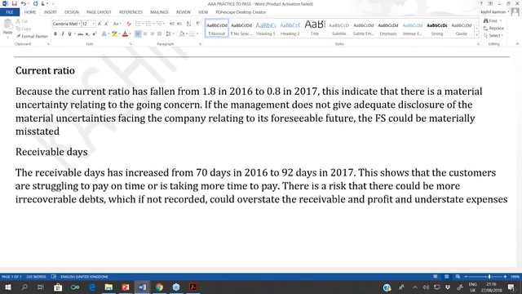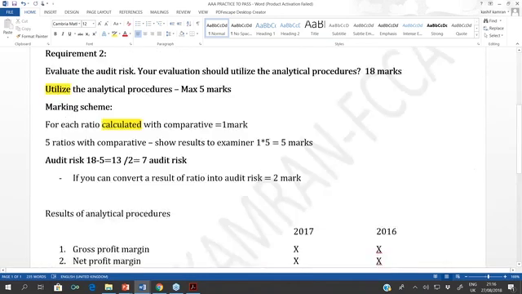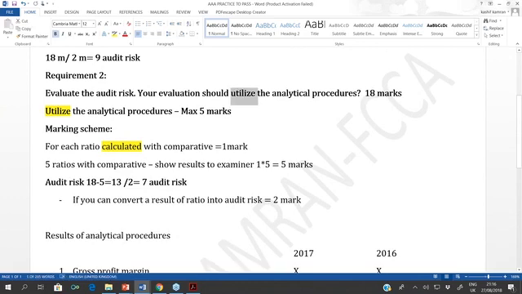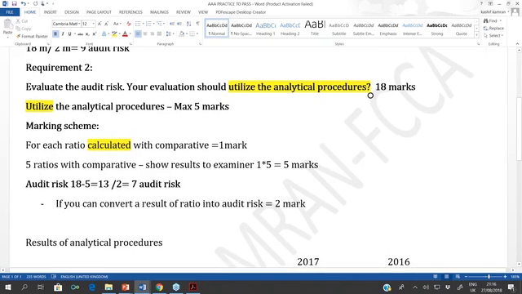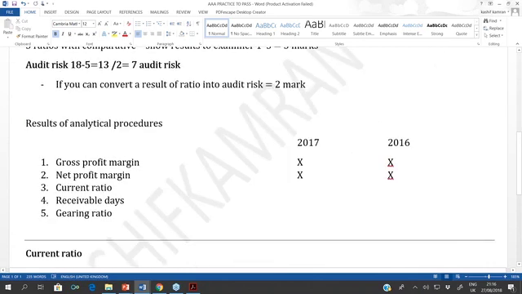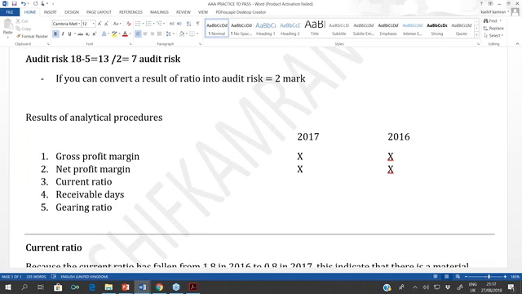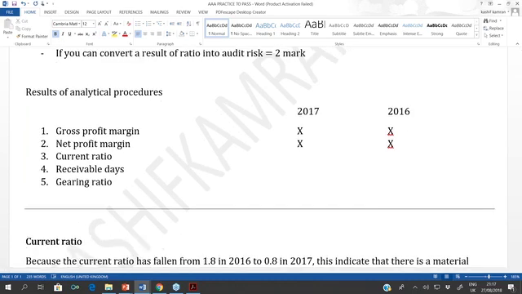Okay, so this is one type of question which comes in past papers, where the examiner purposely says utilize the analytical procedure. When you see this in the exam paper, you have to deduct 5 marks from the total marks, and then show a table to the examiner where you utilize the analytical procedure. This table in front of you is basically the utilization of analytical procedures, and this table has 5 marks. Then under the table, you can give a heading of audit risk and start writing audit risks.